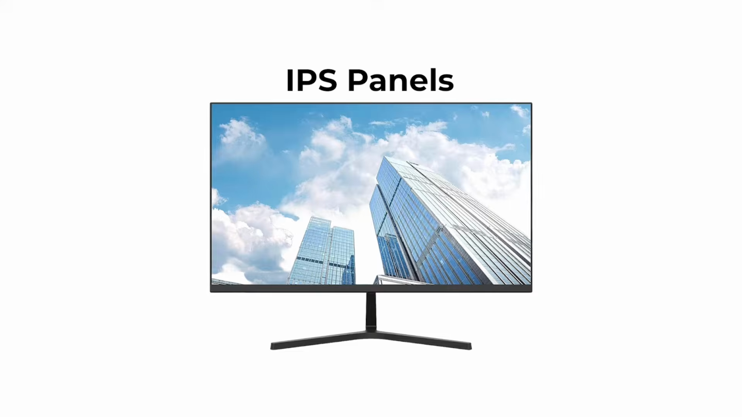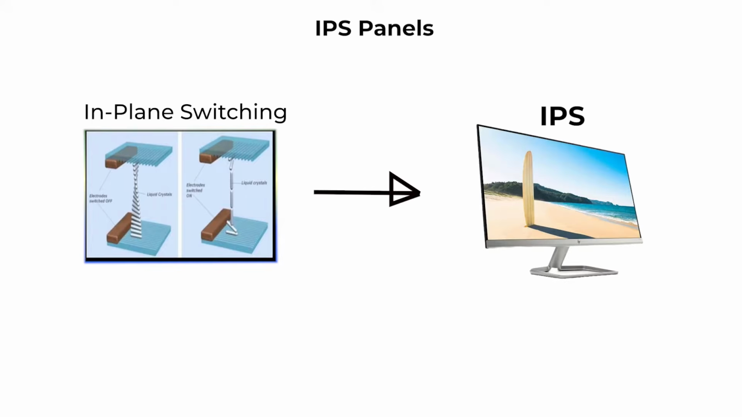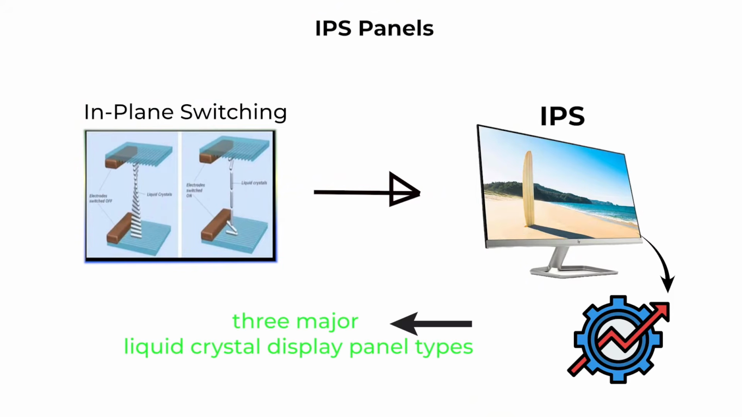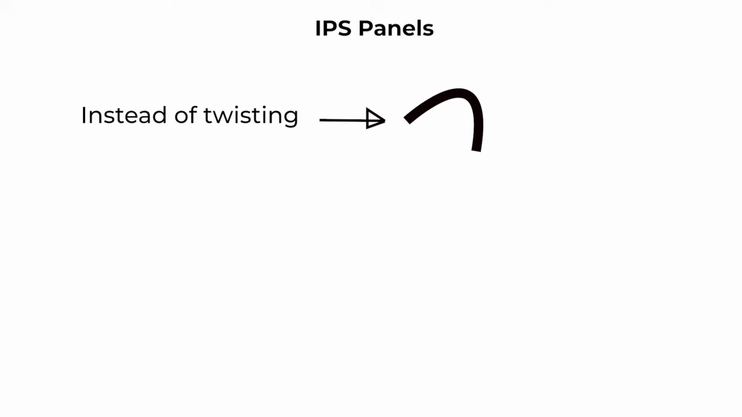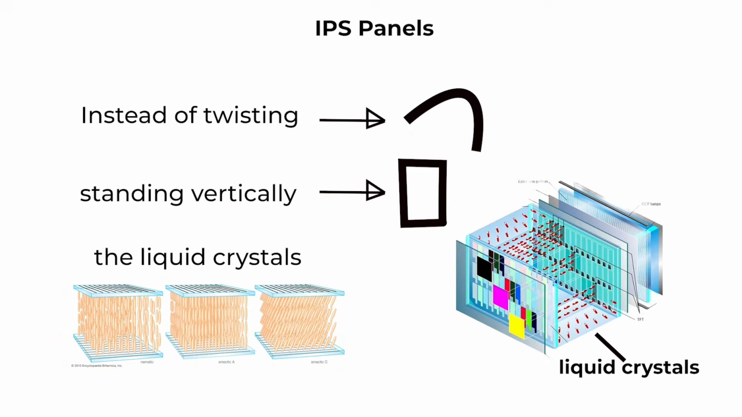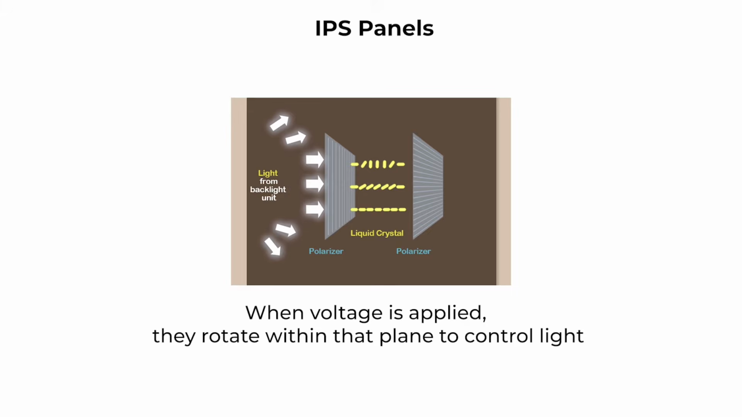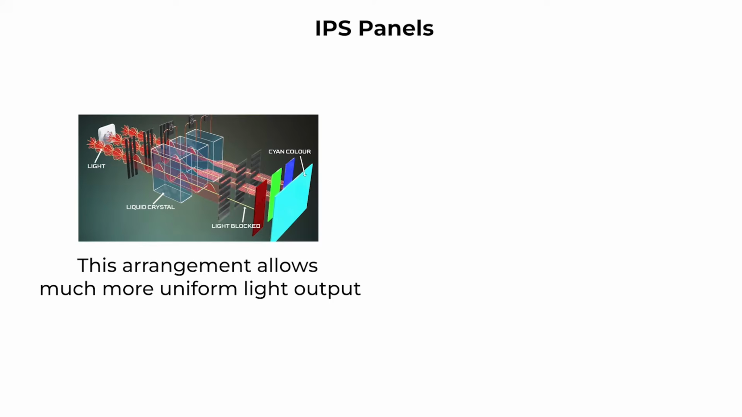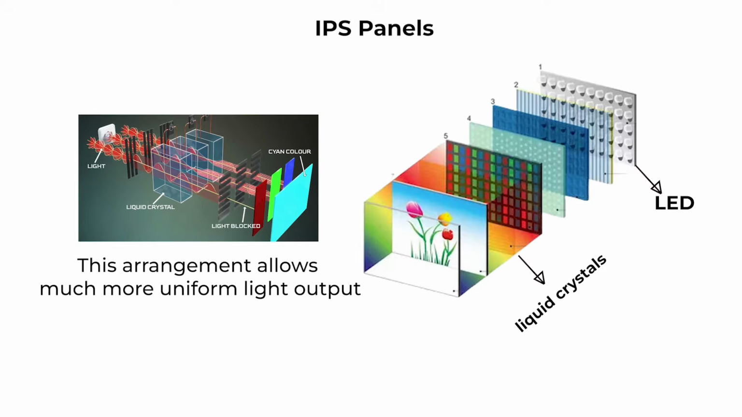IPS panels. In-plane switching, or IPS, is the most advanced of the three major liquid crystal display panel types. Instead of twisting or standing vertically, the liquid crystals in IPS panels are aligned parallel to the glass layers of the screen. When voltage is applied, they rotate within that plane to control light. This arrangement allows much more uniform light output, which directly improves color accuracy and viewing angles.